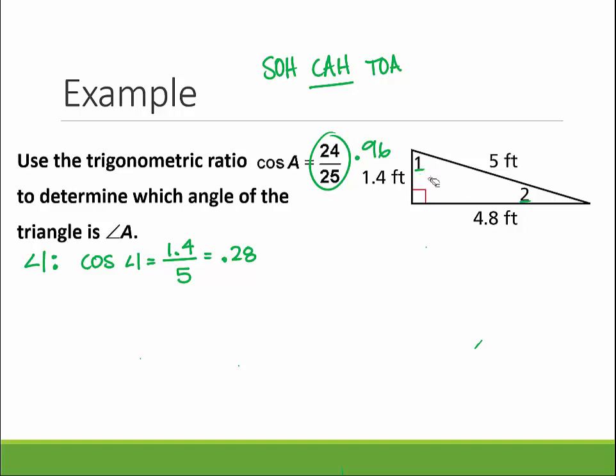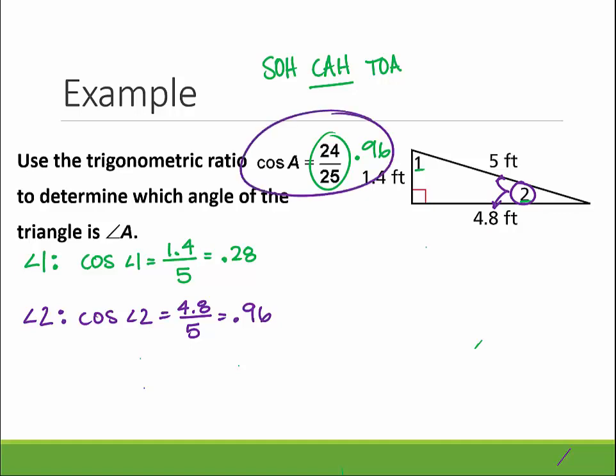So let's prove that angle 2 is. If we take a look at angle 2 and find the cosine of angle 2, we take the adjacent, which is 4.8, divided by the hypotenuse, which is 5. And 4.8 divided by 5 gives you 0.96, which is this ratio. So angle 2 is angle A.